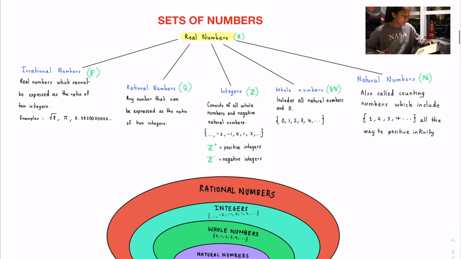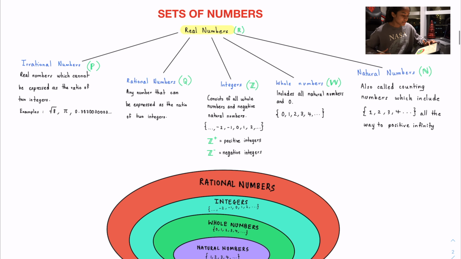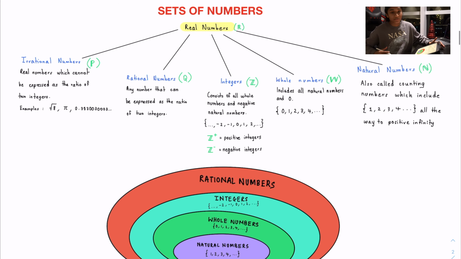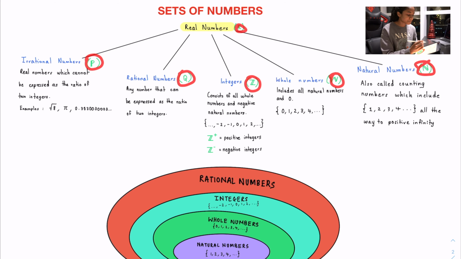Now, getting into understanding the topic of binary operations, we need to learn the sets of numbers. So we're going to focus on real numbers. There are different types, different subsets of real numbers: irrational, rational, integers, whole numbers, and natural numbers. As you can see, I put the symbols next to each because it's important that we know them.